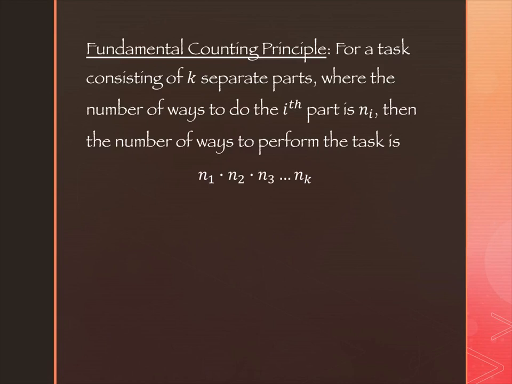It says, for a task consisting of k separate parts, where the number of ways to do the ith part is n sub i, then the number of ways to perform the task is n1 times n2 times n3 all the way to nk. So jot that down and we'll talk about what that literally means.